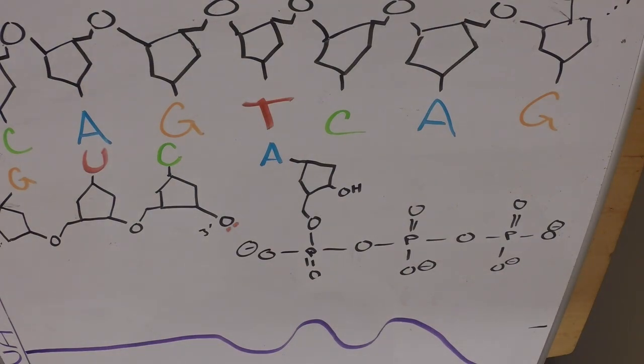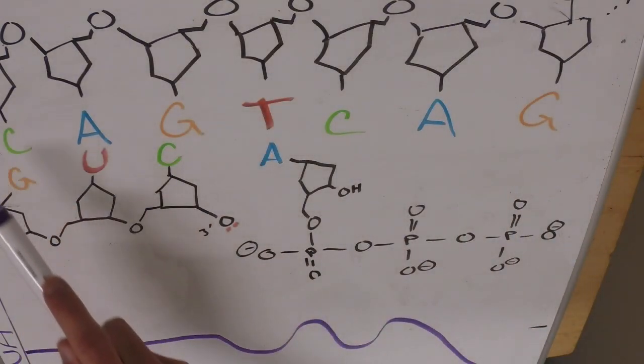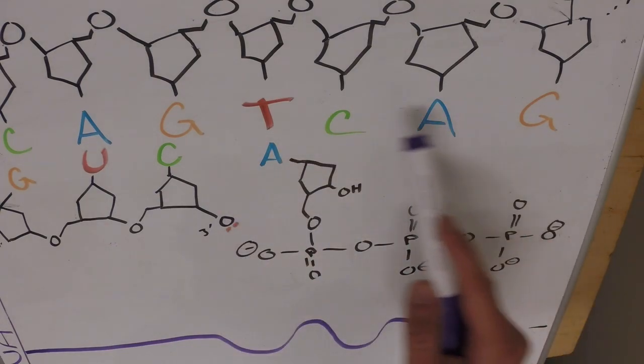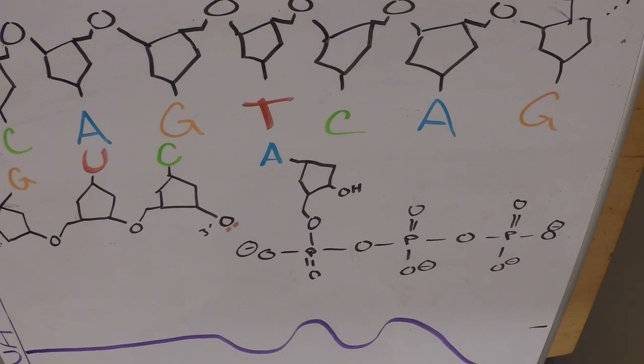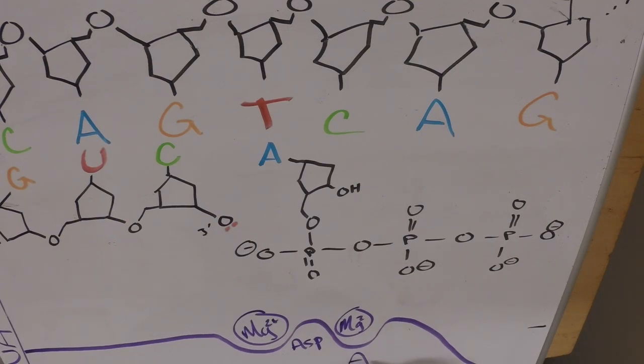Alright, so as we just mentioned, RNA polymerase requires a DNA template, which can be seen right here. It requires nucleoside triphosphates, one example of which could be right here. And it requires magnesium. So let's talk about magnesium first. Magnesium ions will be found bound to aspartate residues within the RNA polymerase.